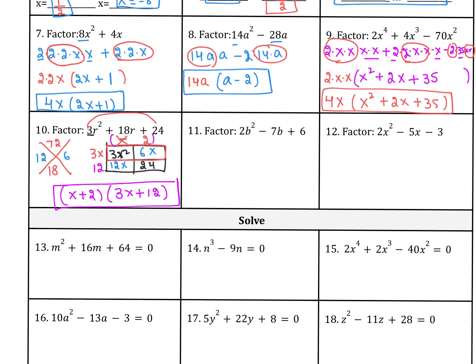You're going to leave these factors as they are and not find the value, because it's just asking us to factor. It's not asking us to solve. If it's asking us to solve, we have to put them equal to 0 one by one and find the x values. For number 9, I made a mistake.